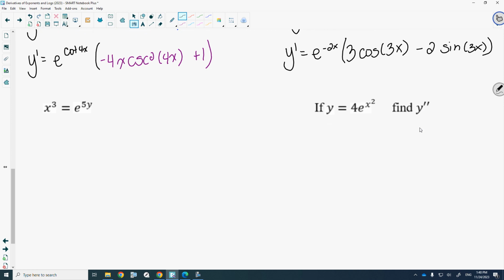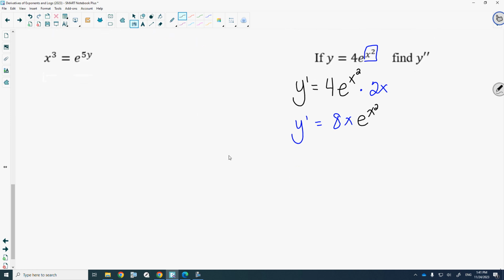Okay, so the first derivative. The derivative of 4e to the power of x squared is going to be 4e to the x squared. And then I need to multiply that by the derivative of this function, which would be 2x. So y prime is equal to 8x e to the power of x squared.